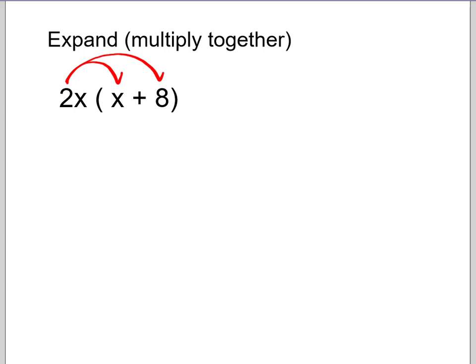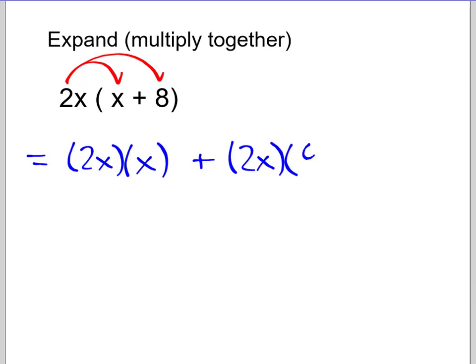And while you're learning the shortcut, this is what I would strongly recommend. You write out the 2x, you write out the x. You write out the operation of addition, you write out the 2x, you write out the 8. And now you solve these as two small little problems.